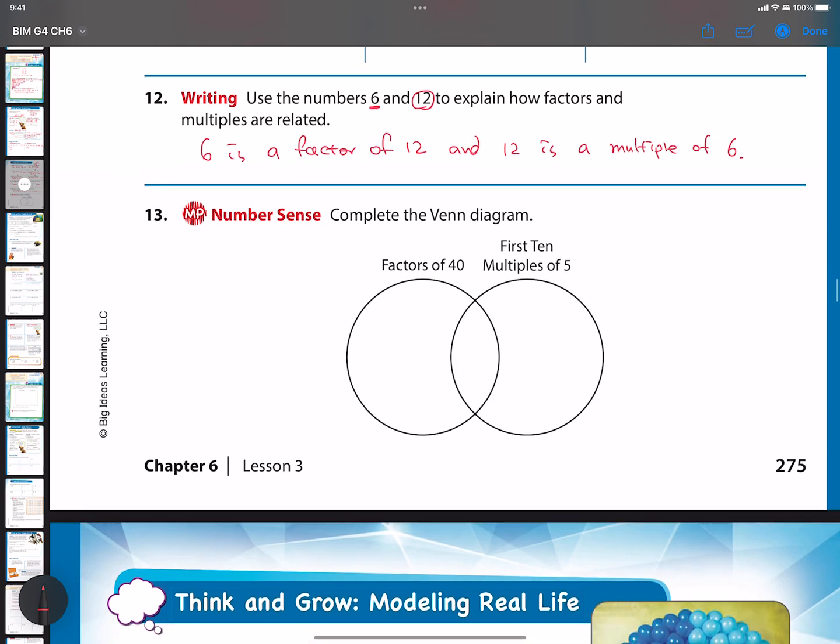All right. Number 13. Already 25 minutes past. Wow. It's a lot of writing, right? And explanation.